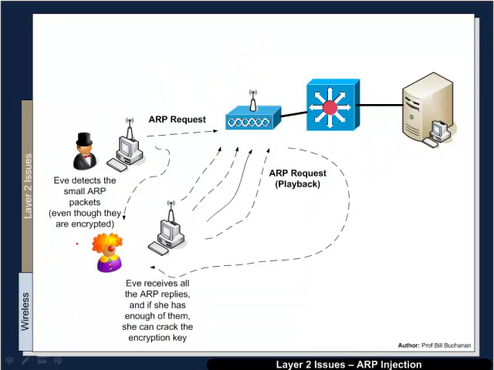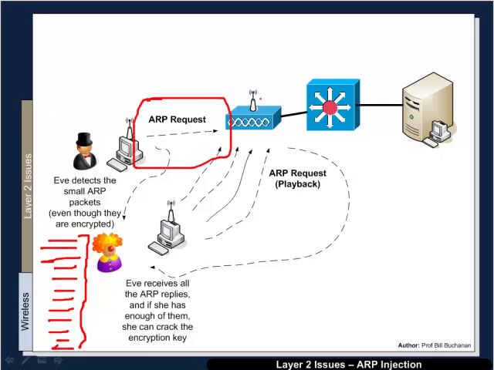A way that Eve can use to pick up lots of traffic, the more traffic she picks up, the more chance she has to crack the keys. The more data that she has, the more intense she can make her investigation of the encryption, is for Bob to send an ARP request to the access point of which there's a reply. This will be encrypted.